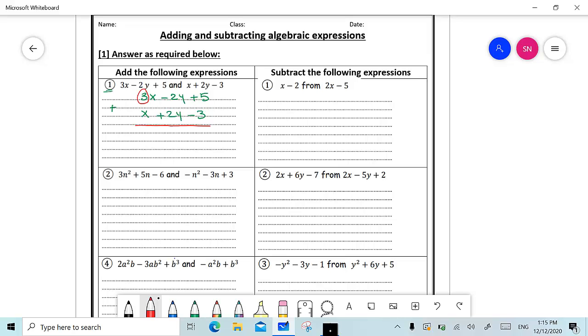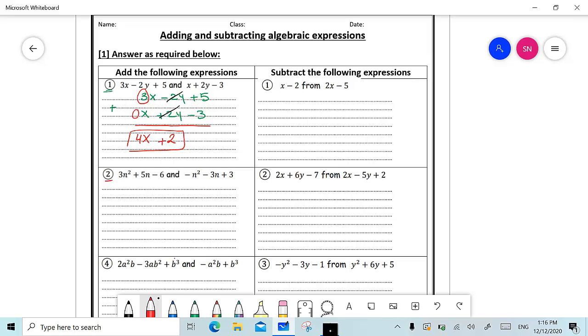So here I have 3 plus 1, and 3 plus 1 is equal to 4x. And I have negative 2y plus 2y. Here I am adding a term to its additive inverse. So it's 0 and those two terms are cancelled together. And the absolute term, I have positive 5 plus negative 3, this is equal to positive 2. So when I add the two expressions together, the final answer I get is the expression 4x plus 2. Now let's go and do another addition problem.